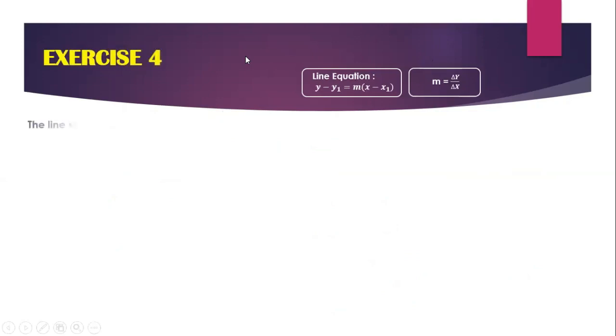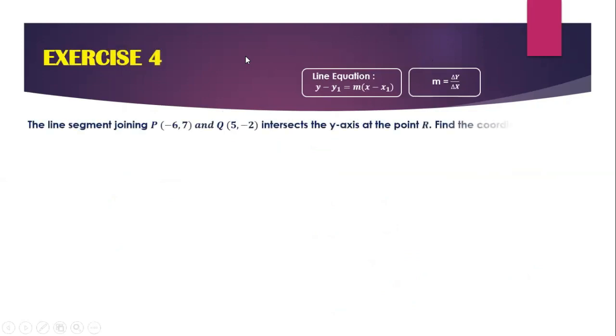Exercise 4. The line segment joining P minus 6, 7 and Q 5, minus 2 intersects the y-axis. Okay? Now we're going to find the line equation, right? What's the formula? The formula is this one: y minus y1 equal m times x minus x1.